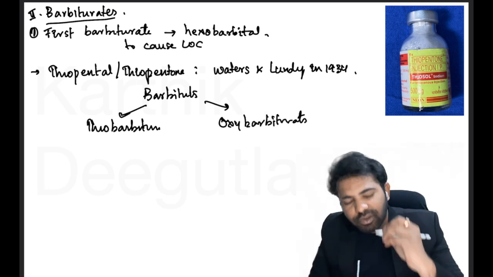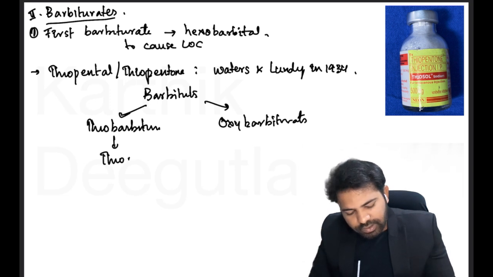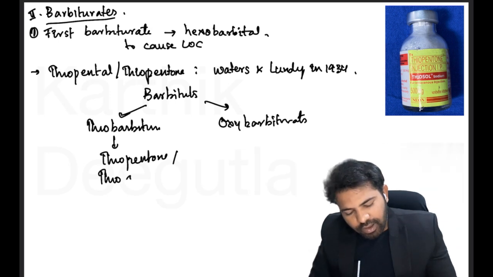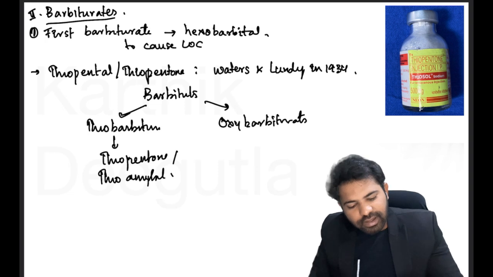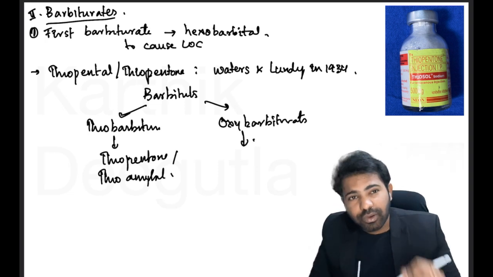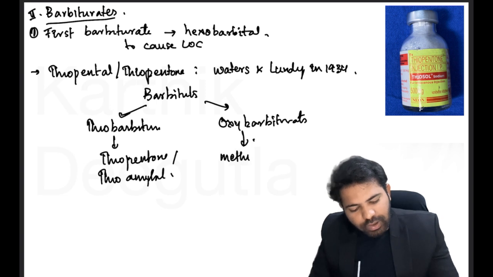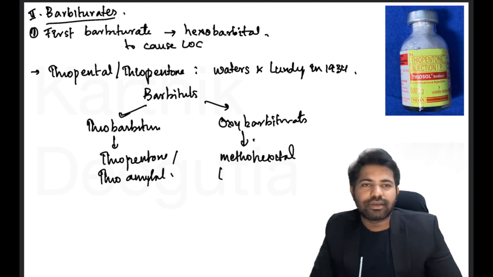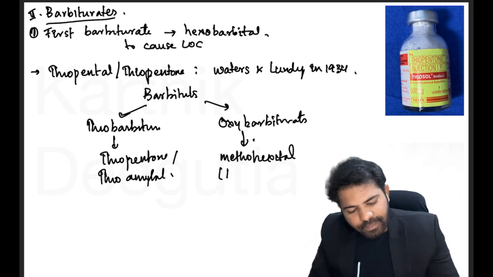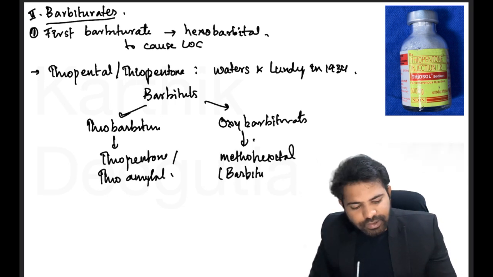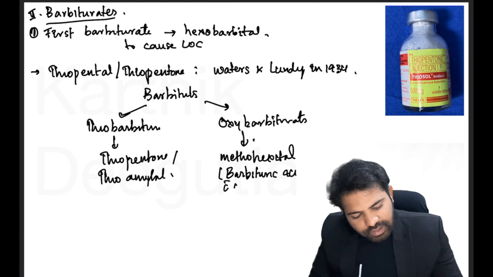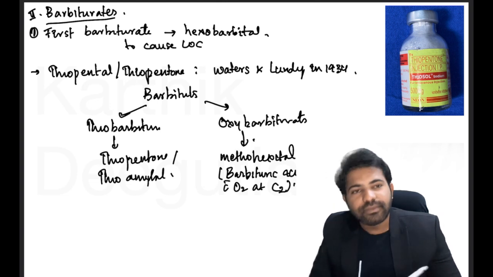So what are the examples of thiobarbiturates? Your thiopentone, or there is thiamylal. And among oxybarbiturates, you have methohexital. Methohexital is nothing but a barbituric acid with an oxygen atom at the C2 carbon. Clear?